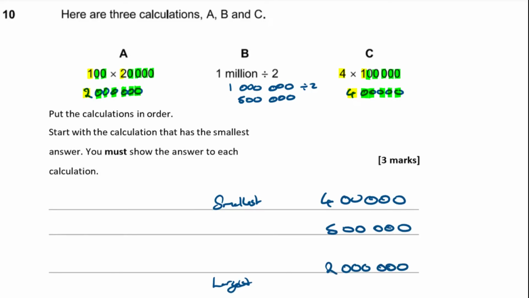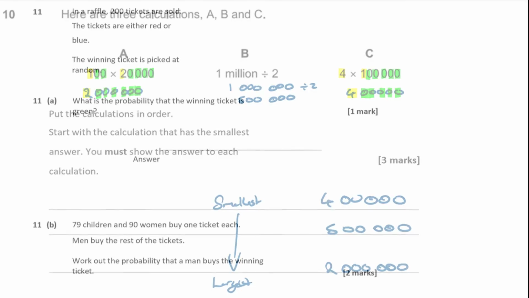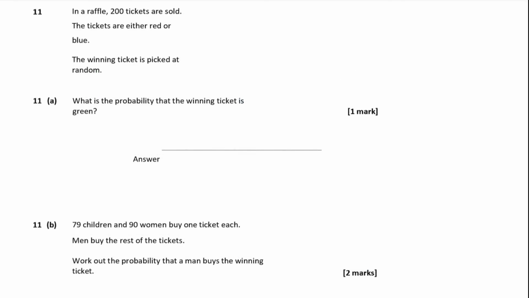In that order. Okay, from smallest to largest. Question 11. In a raffle, 200 tickets are sold. The tickets are either red or blue. The winning ticket is picked at random. Now, question A says, what is the probability of a winning ticket being green?